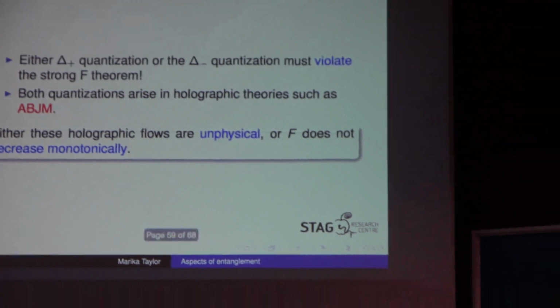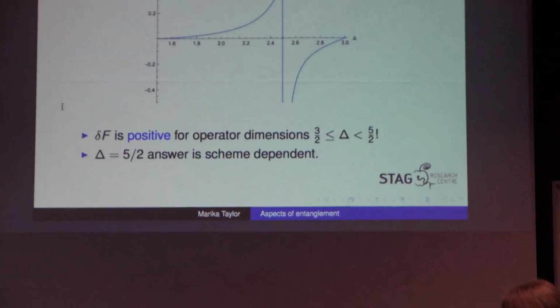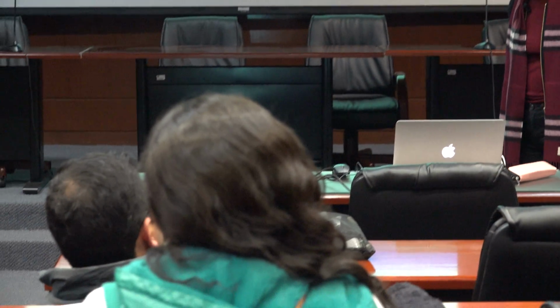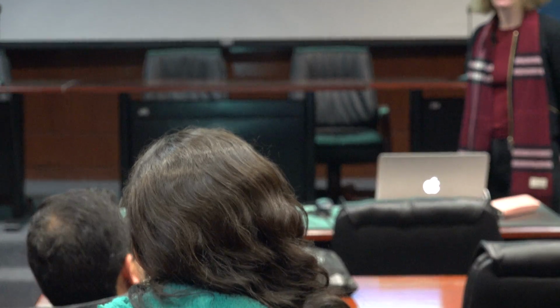In our numerical flows, you can look at what happens in the deep interior, and they do seem to go to an infrared fixed point in which the F at the infrared is strictly less than the F at the ultraviolet. So they satisfy the weaker version of the F theorem, but they don't seem to decrease monotonically. What's the scenario in which they could be unphysical? That is an open question to you.